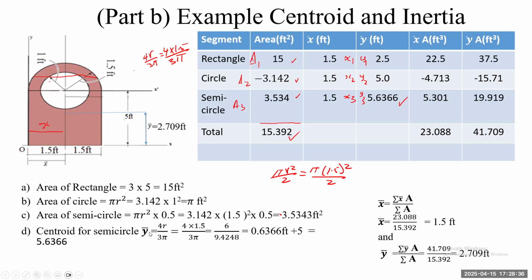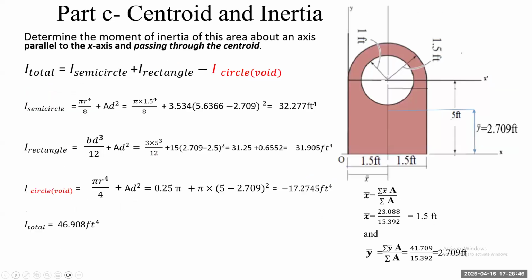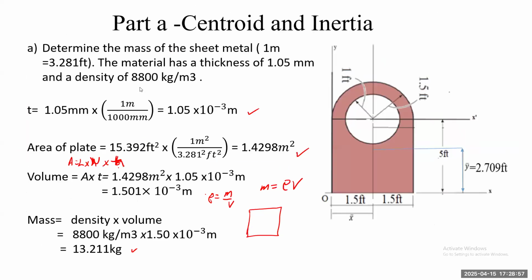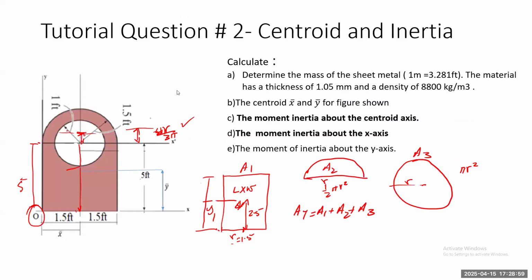And then now, what do we do? We show you how to get the y bar for the semicircle here. It worked out here, so it's 0.63 plus the 5, and that gives you 5.63. So all the workout is there. All right, the next thing now is part C. What did part C tell you to do? We have done right down to part C so far.